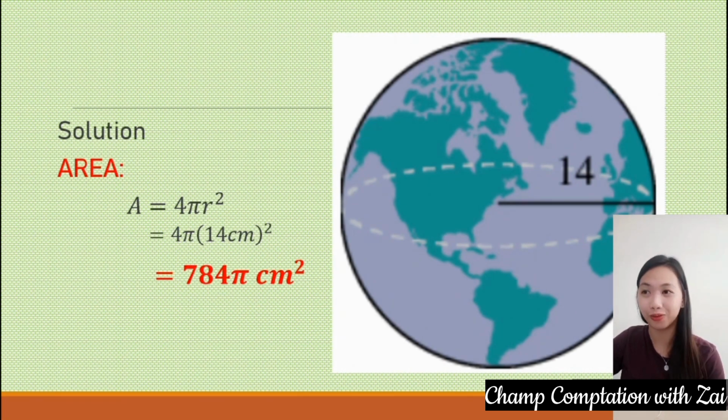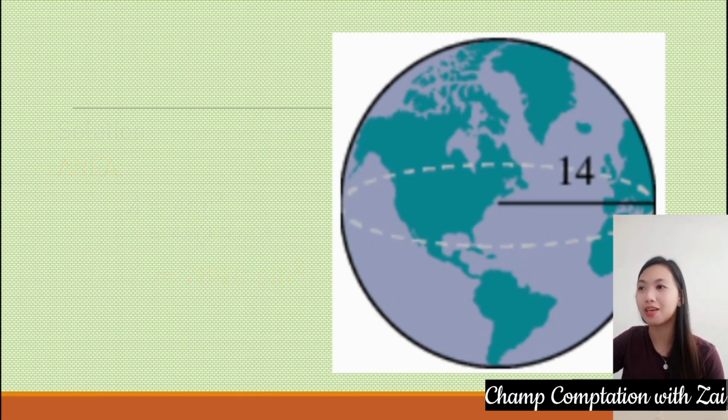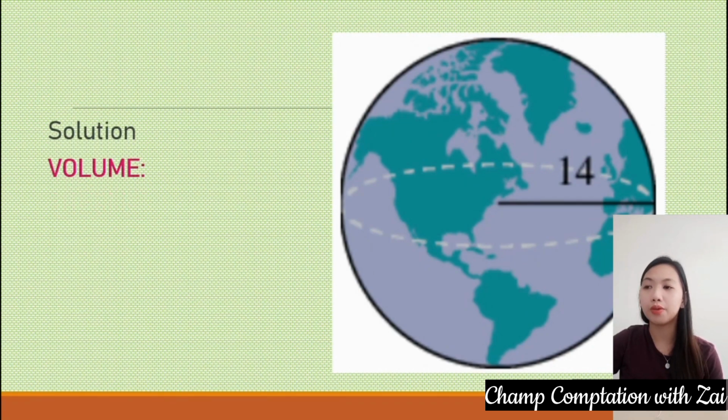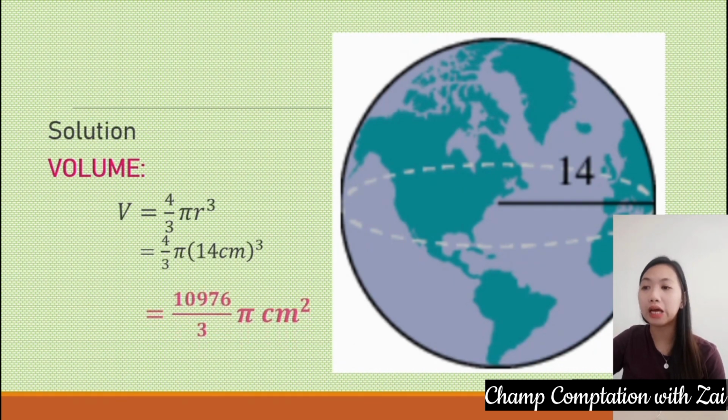Next we have the volume. The volume can be computed as 4/3 pi r cube. So we have 4/3 pi multiplied by 14 centimeters cube, and we have a total value of 10,976/3 pi cubic centimeters. Those are the areas and volumes of solids.